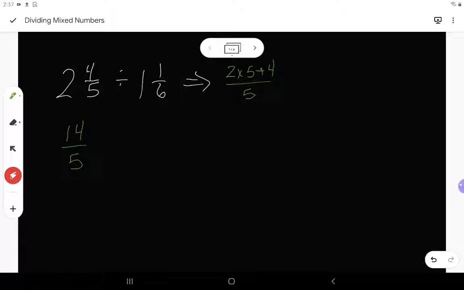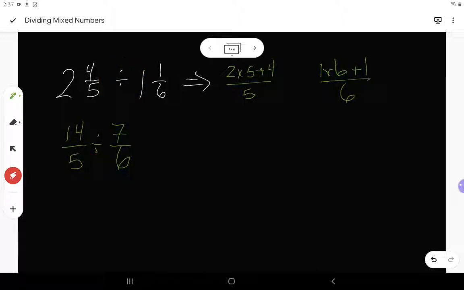And my second one here, I've got 1 and 1/6. So same idea. I'm going to take that 1 times the denominator of 6, so it's 1 times 6, plus the one that's up top already, and the denominator will remain a 6. 1 times 6 is 6, plus 1 gives me 7. Okay, so I've now changed my 2 and 4/5 into 14 over 5, and the 1 and 1/6 is 7 over 6, and I'm still dividing. So notice that I'm still dividing. I haven't done anything yet with that.